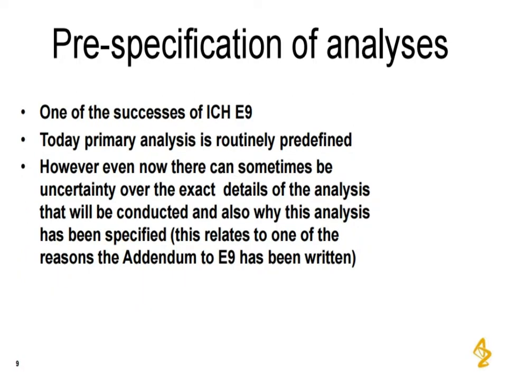But anyway, the good news is that by putting this in E9, this has largely gone away as a problem. Primary analysis is now routinely defined. But as you'll see from the addendum, sometimes the primary analysis is still very loosely written, and so it allows some scope for different things to be done. And again, sometimes that's reasonable, but often it's not. And I'll go into some details about that later.